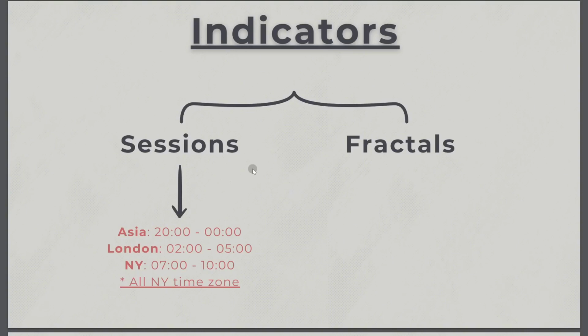So what I need is a sessions indicator. It's going to highlight the time that I trade. The session timings are: Asia, 20 to midnight. London is 2 to 5, and New York is 7 to 10. All those times are in New York time zone.